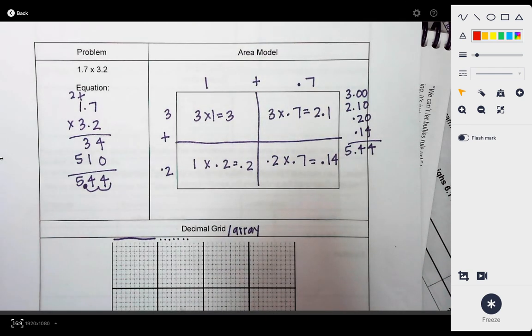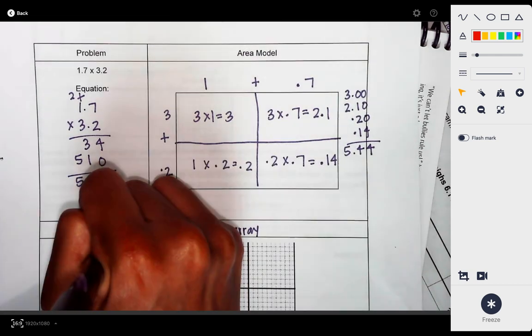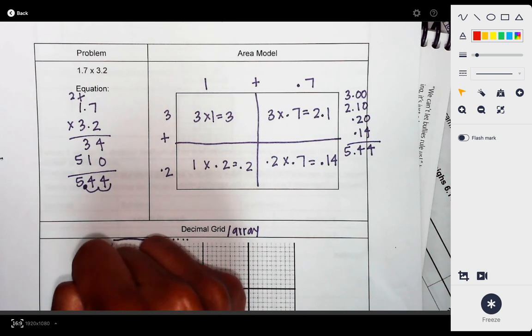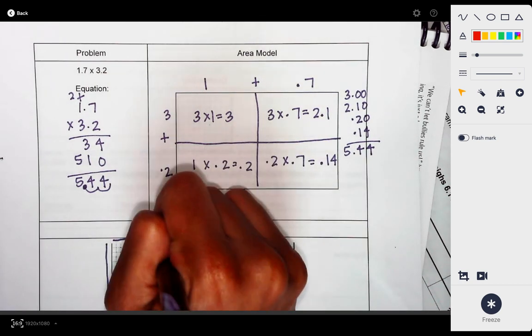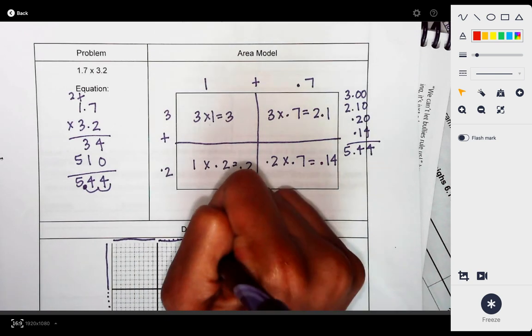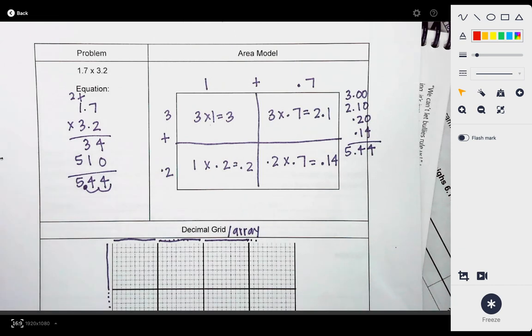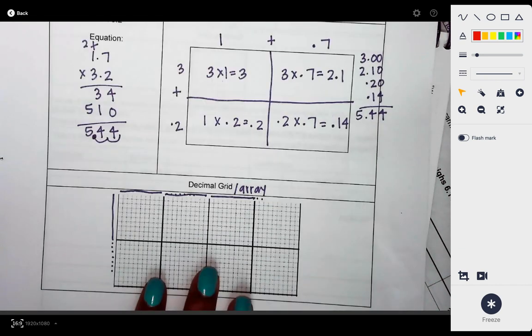Then I should have done that the other way. Sorry, y'all. Okay, so it's going to be 1, 1, 2, 3, 4, 5, 6, 7. And this is going to be 1, 2, 3 wholes, and 2/10. And what this does, I'm going to switch to a pencil, is it gives us a kind of outline of the array.